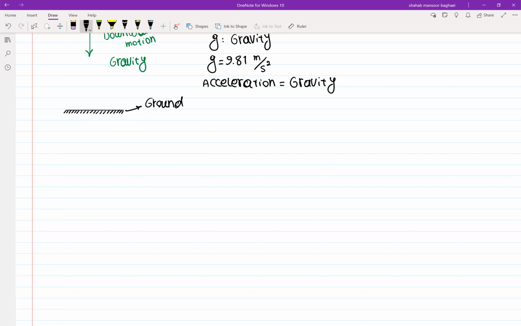Okay, let's discuss it. I want to categorize these movements. The first one is accelerated motion along a horizontal line. Therefore, this is the first group.